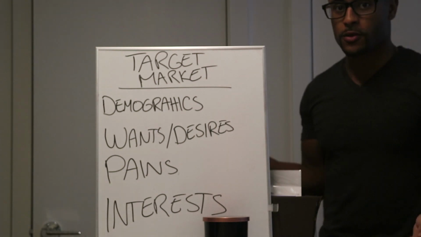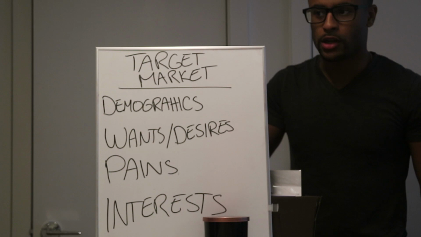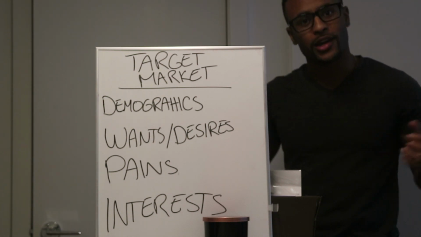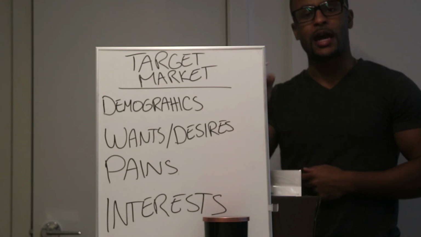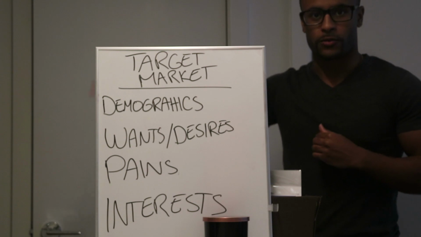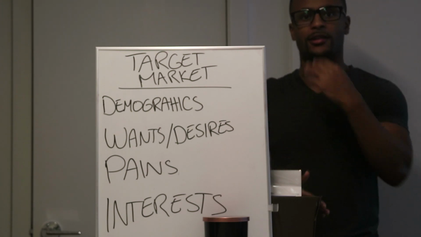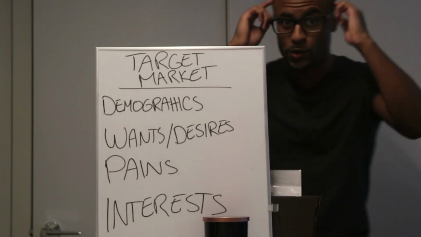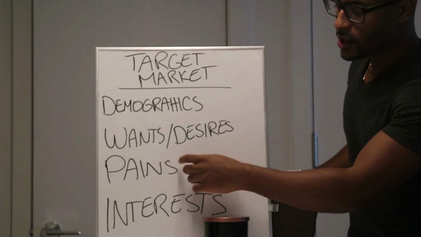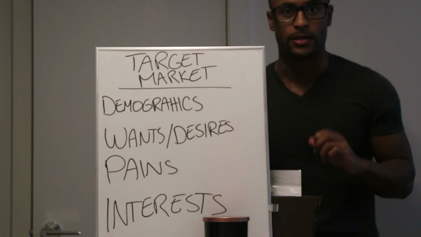Or just what sort of stuff do they want to buy? Like, why does a certain age range and a type of woman buy this particular sort of wine? It's because it makes them feel fancy. It does all these things of that nature. This is what you want to think about when you're thinking about wants and desires. Now, next we are going to go to pains.